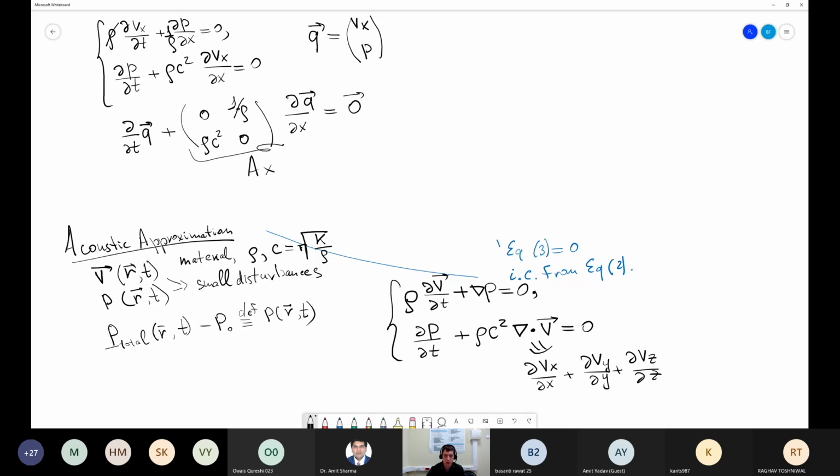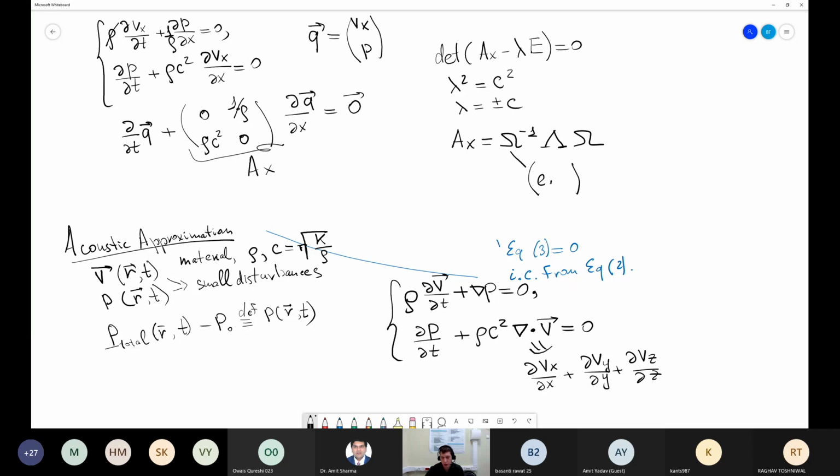Let's solve the equation, the determinant of Ax minus lambda times the identity matrix is equal to 0, to obtain the eigenvalues of this matrix. We will obtain lambda squared is equal to c squared. So lambda is equal to plus or minus c. What does it mean? We have 2 different values, and both of these values are real, not imaginary. That's why we are dealing with the hyperbolic system of equations, and we can write that Ax is equal to omega minus 1 multiplied by the matrix lambda multiplied by omega, where omega minus 1 contains the coordinates of the eigenvectors e1 and e2.